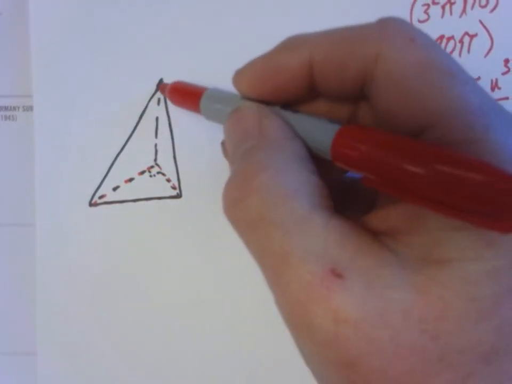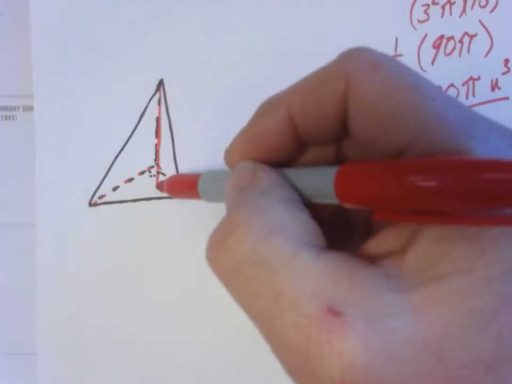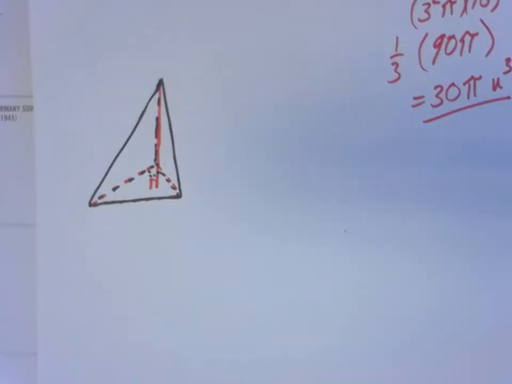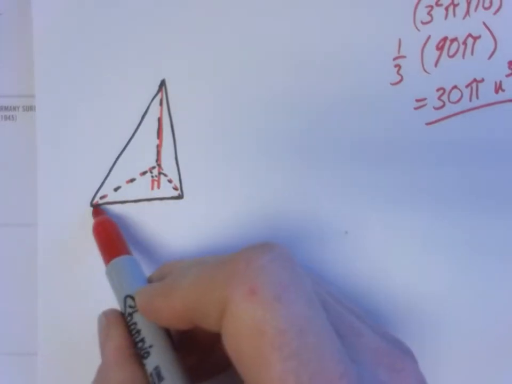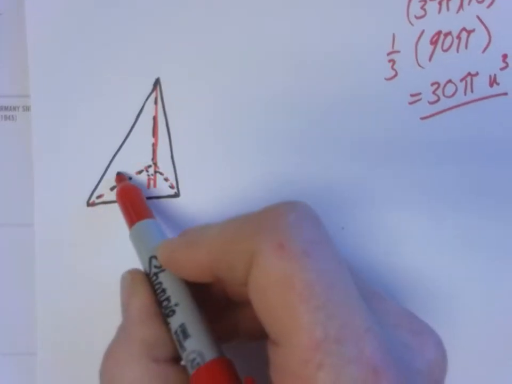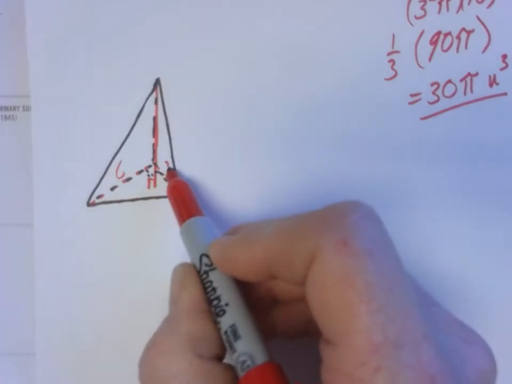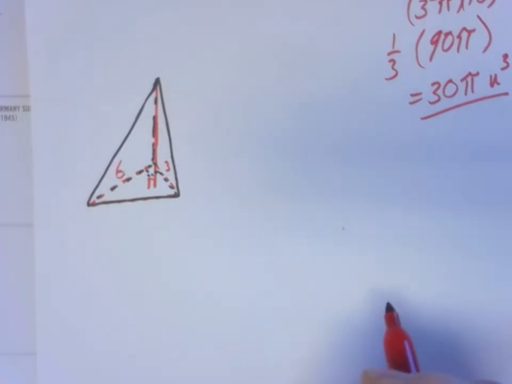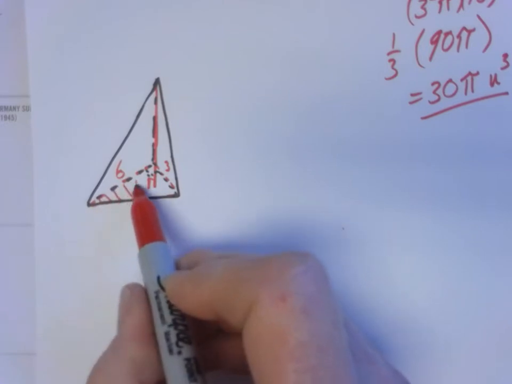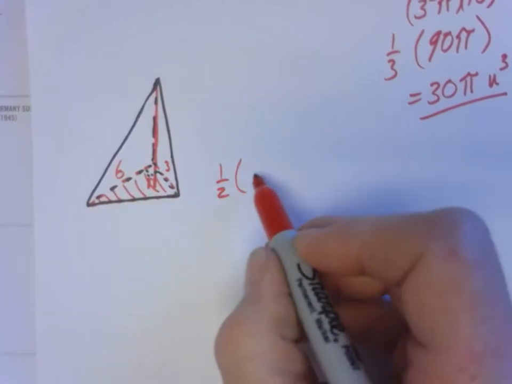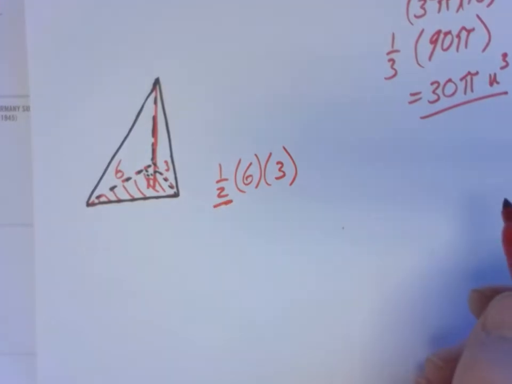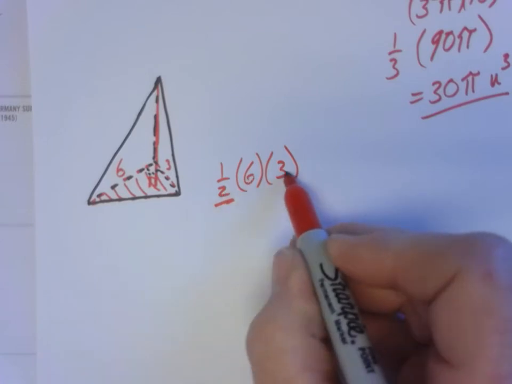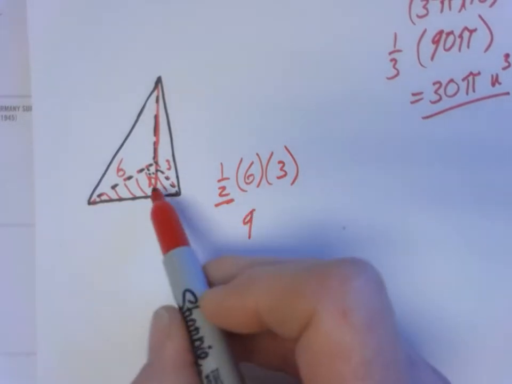So if we have the height, which might come down like something like this, if we can figure out the area of the triangle, this is a right triangle. So if we knew, I don't know, this one's 6 and this one's 3, if we could find the area of that triangle on the base, half of 6 times 3. I can't stress the half enough. It seems like we forget the half a lot. Half of 6 is 3 times 3, that's 9, so that's the area of our base.